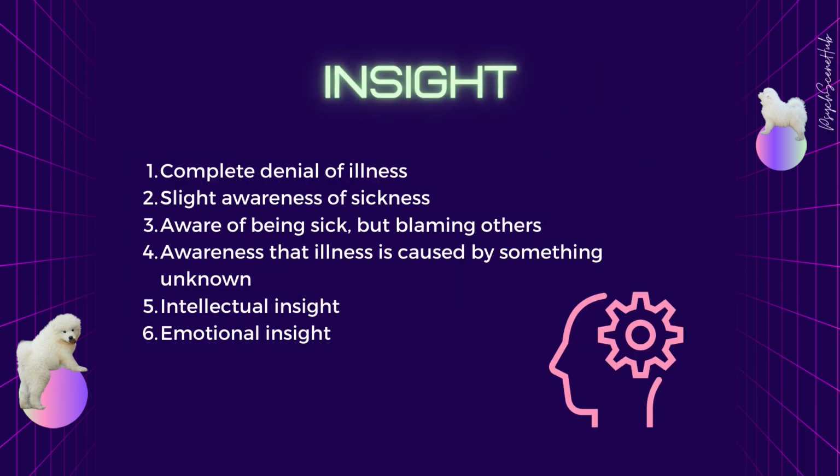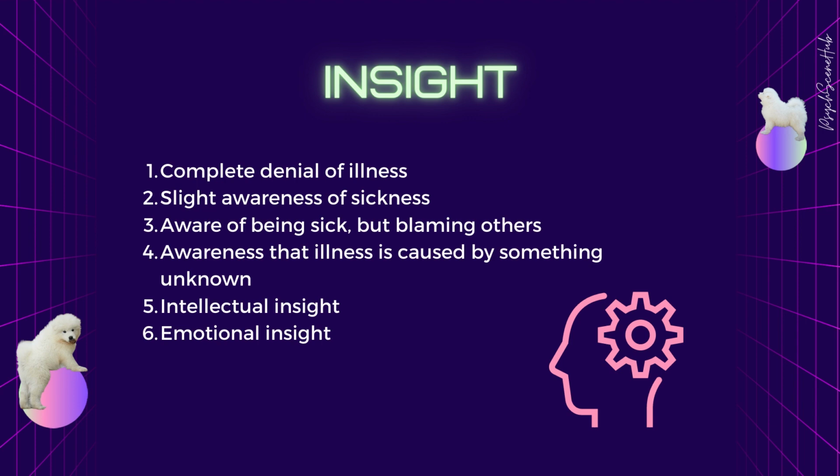Then we assess the insight. It's the patient's understanding of his or her mental illness. There are 6 levels of insight. The first one is a complete denial of illness. The second one is slight awareness of being sick and needing help, but denying at the same time. The third step is awareness of being sick, but blaming it on others, on external factors like physical illness. The fourth step is awareness that illness is caused by something unknown.